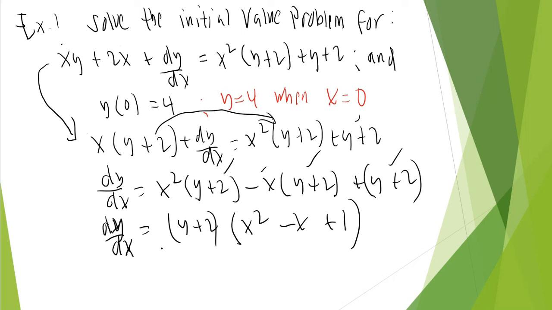Okay, to finish the first step, we divide both sides by y + 2. So the left becomes dy over y + 2. And on the right side, we multiply both sides by dx: (x² − x + 1) dx. Now, for our second step, we integrate both sides.